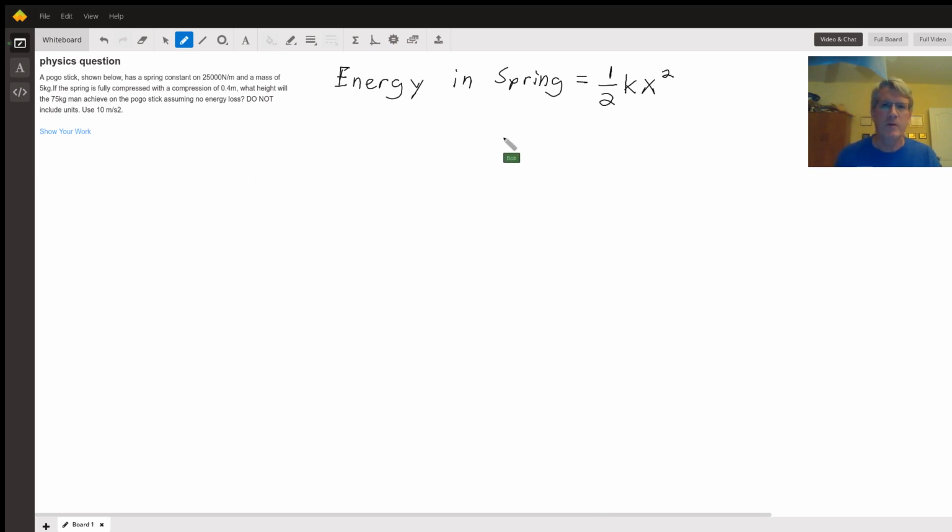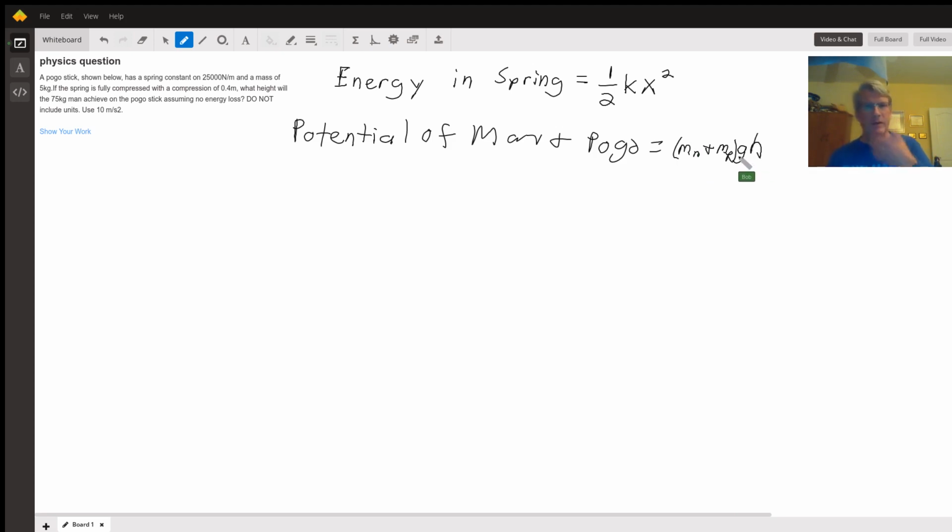Okay, so this is really nothing more than converting the energy of the spring to the potential energy of the person, or the man and pogo stick, which would be the total mass, the mass of the man plus the mass of the pogo stick, times the gravitational pull and times h.